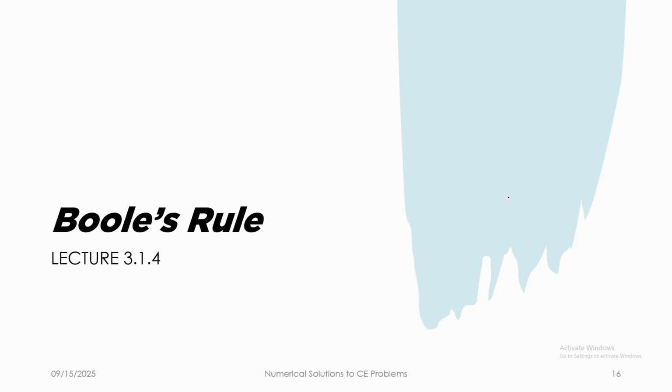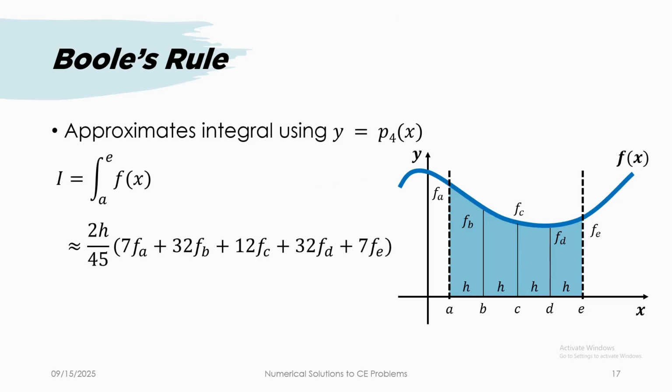Finally, we'll look at Boole's rule, which uses 5 points and a quartic polynomial. Boole's rule uses 5 equally spaced points fitting a quartic polynomial, fourth degree. It's more accurate for smooth functions, but then again requires more function evaluations. It's denoted by the formula 2h over 45 times the quantity, the summation of 7 times f of a and f of e plus 32 times f of b and f of d plus 12 times f of c. We're working now with 5 nodes, a, b, c, d, and e.